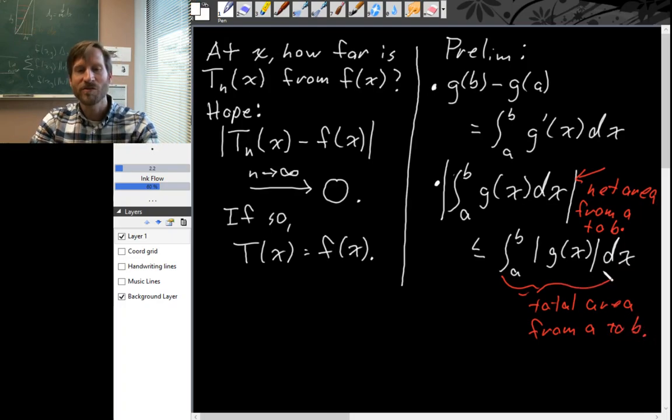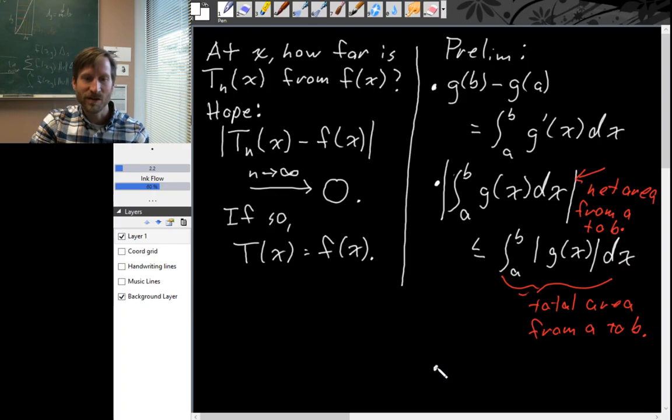So in the integral on the right, no area cancels. In the integral on the left, some area might cancel. And so that means the total area is bigger than the net area, because in the one on the right, no area has canceled. It all counts as positive, so that just accumulates more area.